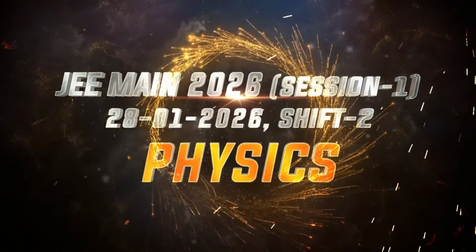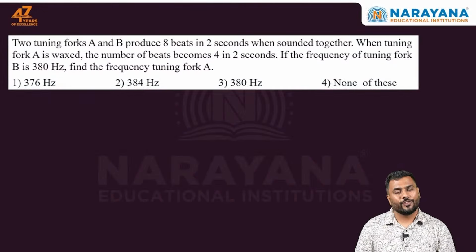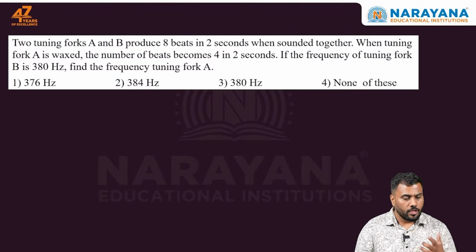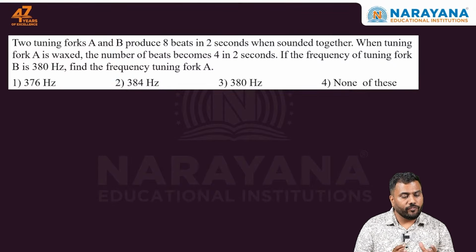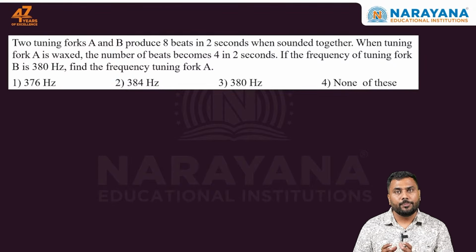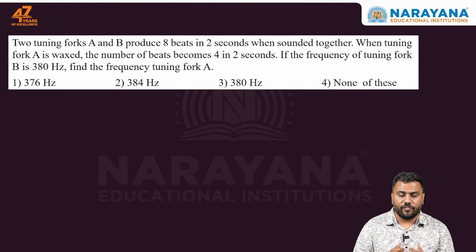Let's move to physics. Hello students, so let's discuss some more questions of physics of today's evening session. The first question that we have here is from sound waves. We have two tuning forks, they are producing 8 beats in 2 seconds when they are sounded together. When tuning fork A is waxed, the number of beats becomes 4 in 2 seconds, that is the number of beats is 2. We need to find the frequency of tuning fork A, and the frequency of tuning fork B is given to us.